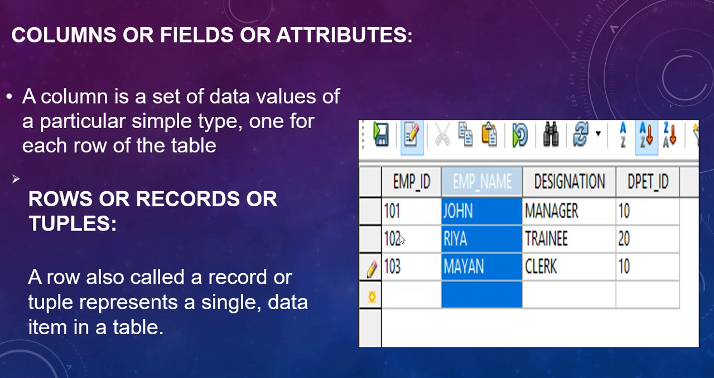A column is a set of data values of a particular simple type. Whatever data I want to type is based on the column name. Here I have given a column name, that is, your field name, as employee ID. Depending on this column title only, we are able to give the values in the rows. So a column is a set of data values of a particular simple type, one for each row of the table.